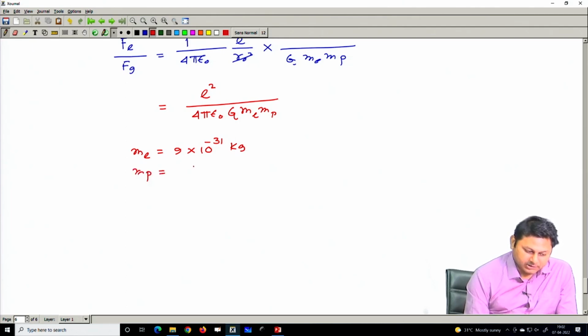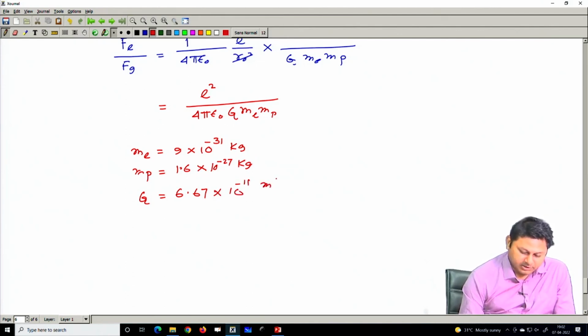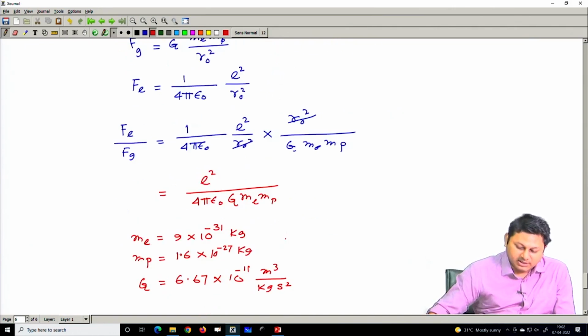The mass of the proton, Mp, is around 1.6 into 10 to the power minus 27 kg, because it is heavier than the electron. The gravitational constant G is around 6.67 into 10 to the power of minus 11 in the unit of meter cube divided by kg second square, and e is 1.6 into 10 to the power minus 19, which I already wrote here.